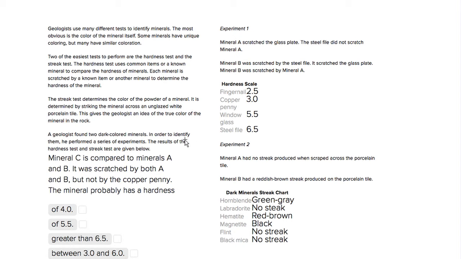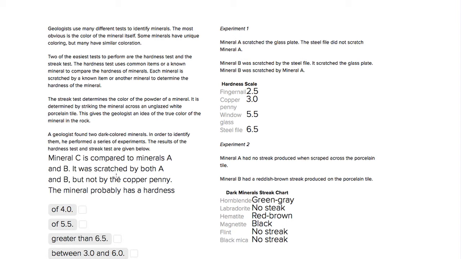The question is asking us, in these tests we're performing experiments on minerals A and B, but what if we had mineral C? And we want to determine how it would react in terms of A and B. So we want to see what its hardness is. So let's look at the question.